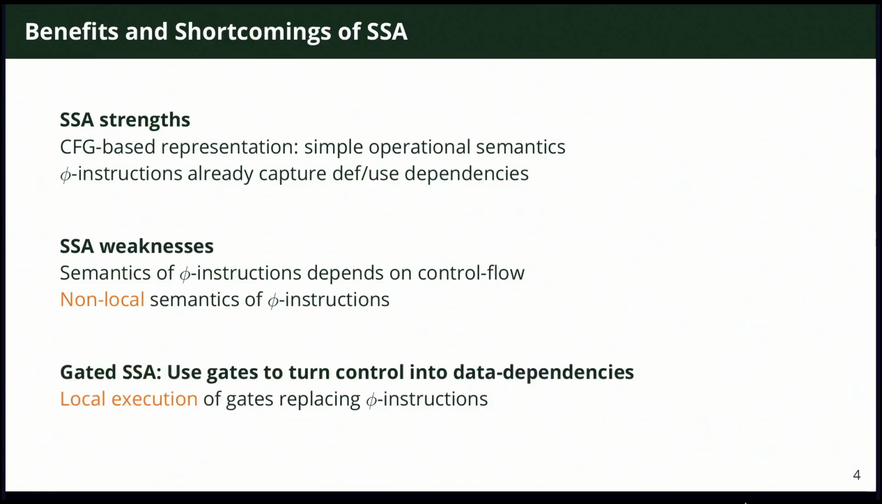So gated SSA is an extension to SSA, which aims to address this weakness. And so the main idea is to translate these phi instructions into new gating instructions, which encode all the data dependency information required to just execute locally with the program context and pick the right variable at runtime during the execution.